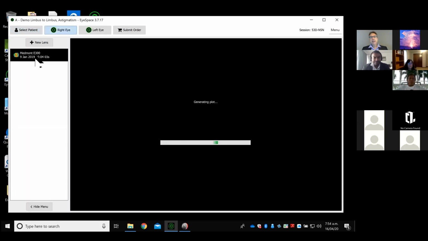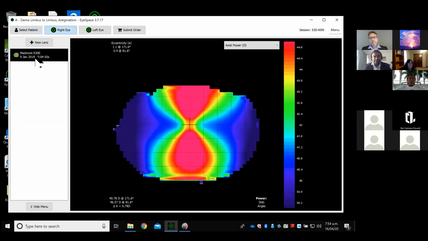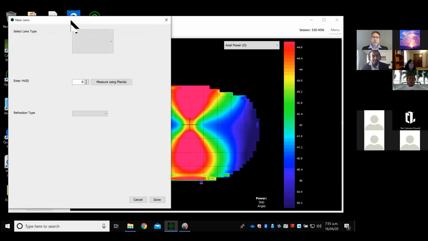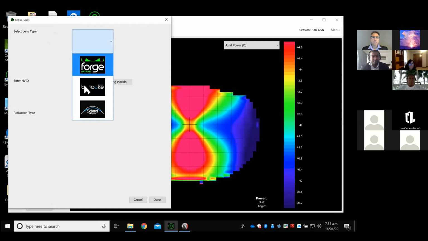So let's look at another example here. This is a much higher astigmatic case, that looks to be 5.79 diopters of corneal astigmatism. So this for me would be an ideal case for the bespoke lens. And I want to show you how quickly it is to design a bi-toric lens.